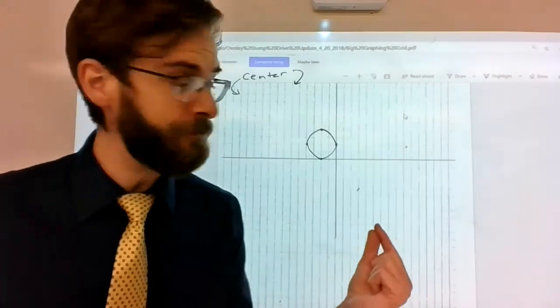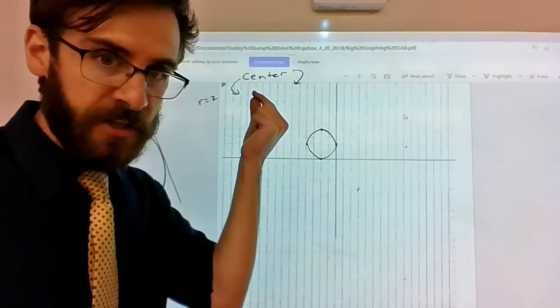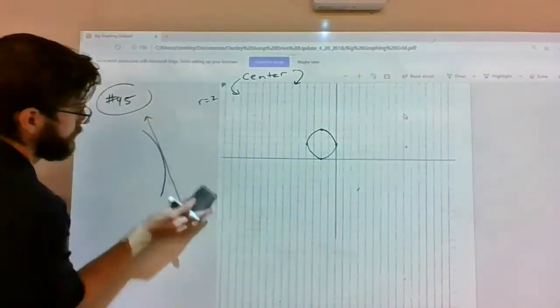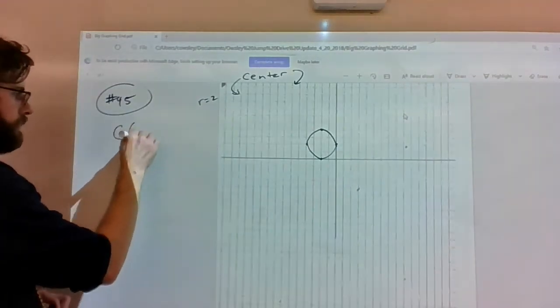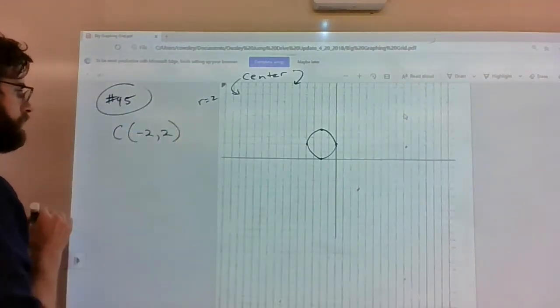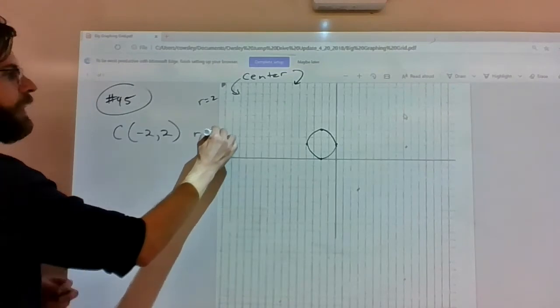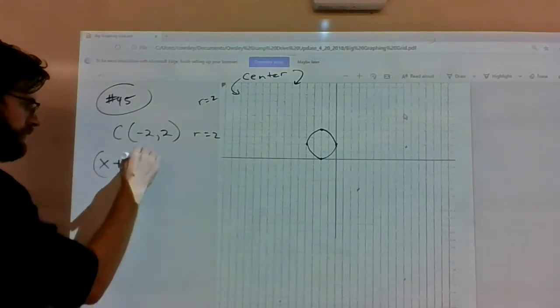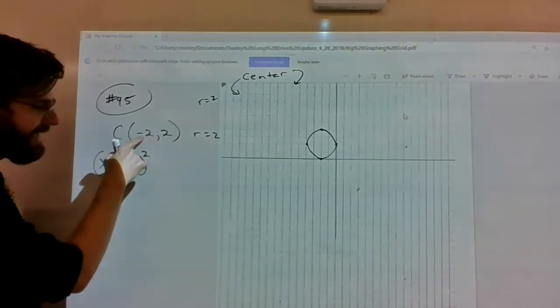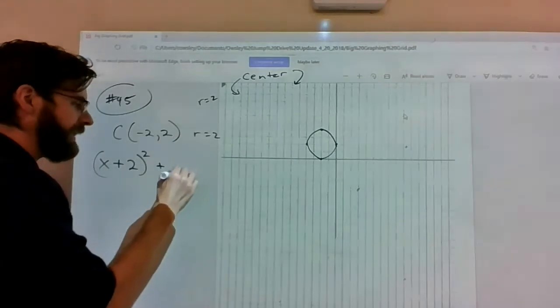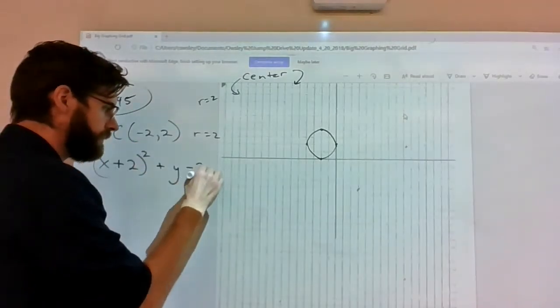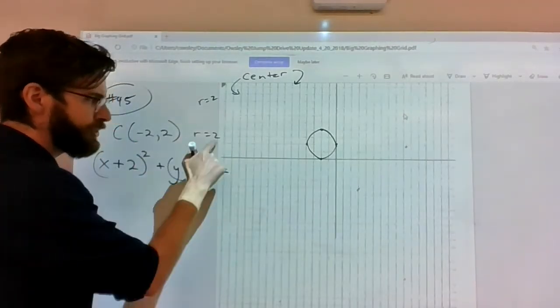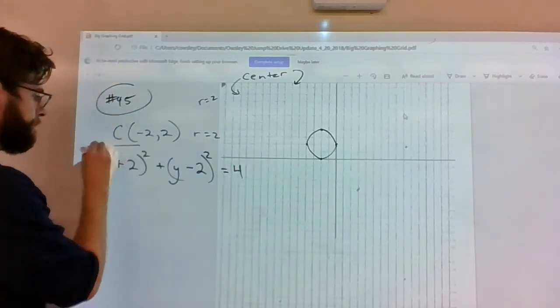Now, we need the center of the circle. Remember, it was -2, +2. And the radius was 2. All right, that's enough info. X minus h, which is going to be +2 squared because of the negative, x minus negative, plus y minus 2 squared equals 2 squared, 4.